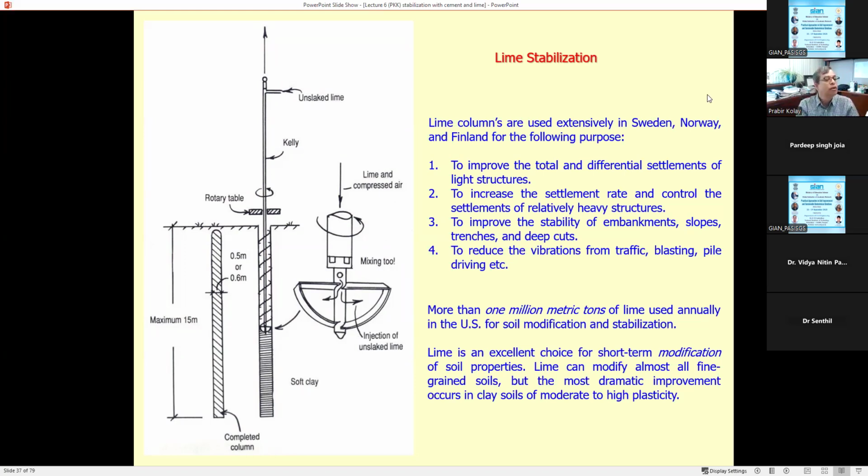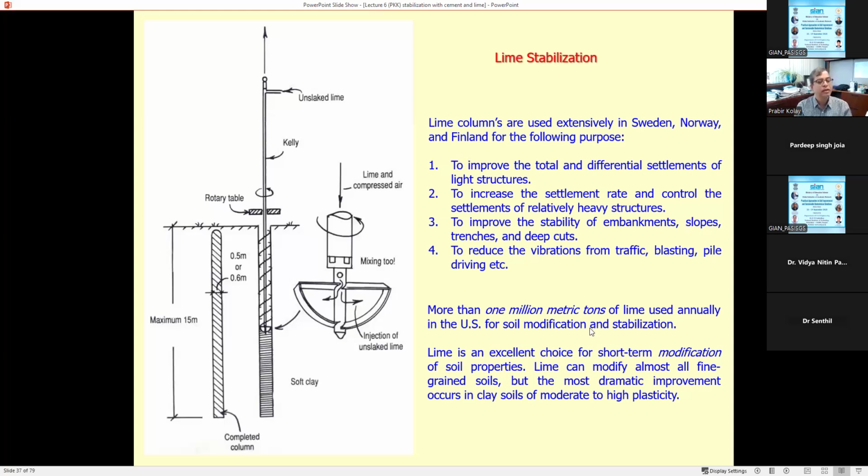Okay. So lime columns are extensively used in Sweden, Norway, and Finland for the following purposes: to improve the total and differential settlement with lighter structures, increase the settlement rate, control the settlement of relatively heavy structures, and improve the stability of embankments and slopes.